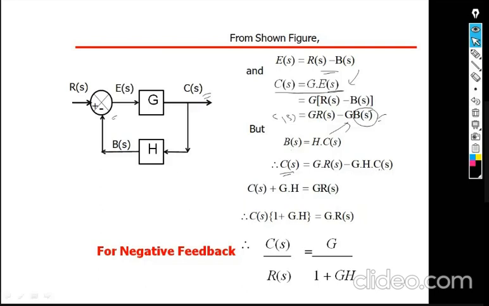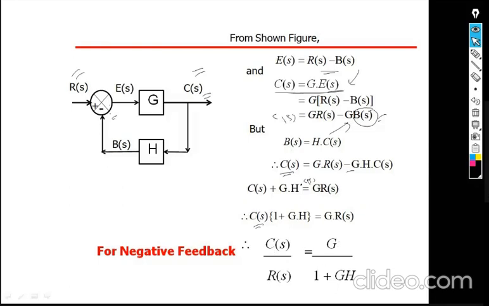Taking the common term to the same side, moving the minus term to the left side, you will get C of S plus G into H into C of S equal to G into R of S. Now taking the common term C of S, you get 1 plus GH equal to G into R. Now you need the transfer function, which is the ratio of output by input. The output is C of S and the input is R of S. Eliminating all the intermediate signals, we get C of S by R of S equal to G by 1 plus GH.